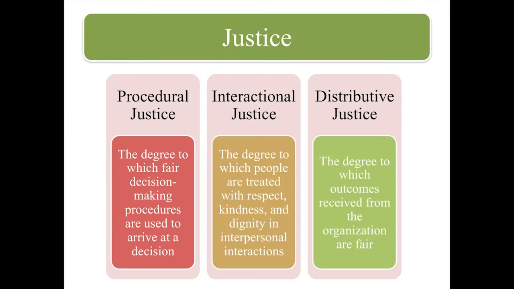Next up, we'll talk about justice. This is another word for fairness. And research shows there are really three types of justice. There's procedural justice, the degree to which fair decision-making procedures are used to arrive at a decision. Then at the end, we have distributive justice, the degree to which outcomes received from the organization are fair. And then in the middle is interactional justice, the degree to which people are treated with respect, kindness, and dignity in interpersonal interactions at work.